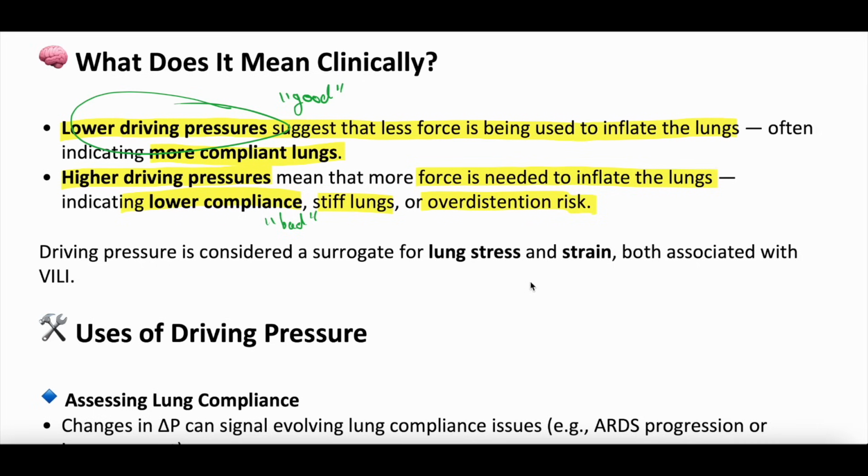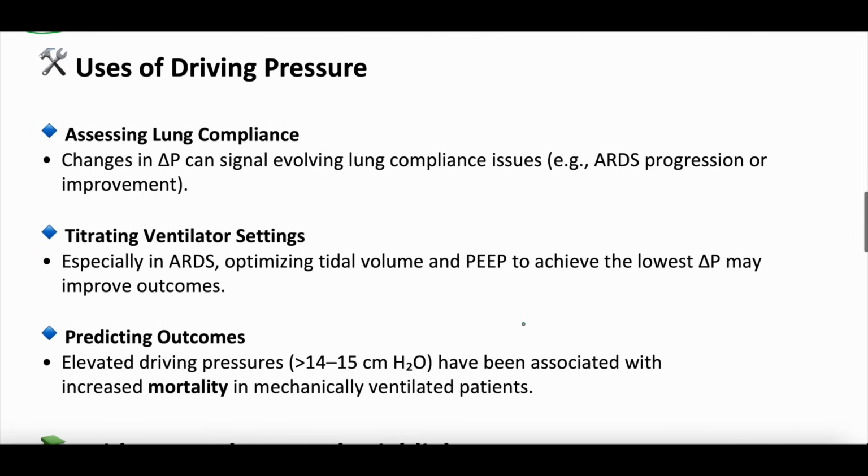And driving pressure is a surrogate for what's considered lung stress, strain, associated ventilator-induced lung injury. So a higher driving pressure can suggest that those lungs are sustaining ventilator-induced lung injury, and we've got to make some changes. So when we use driving pressure, the things to think about are lung compliance. And there's two different ways to think about this. Actually, three different ways. One way is following the driving pressure to better understand how lung compliance is changing. So if you are not changing the PEEP, but the driving pressure is getting worse or getting better, it suggests the lungs are getting more or less compliant.